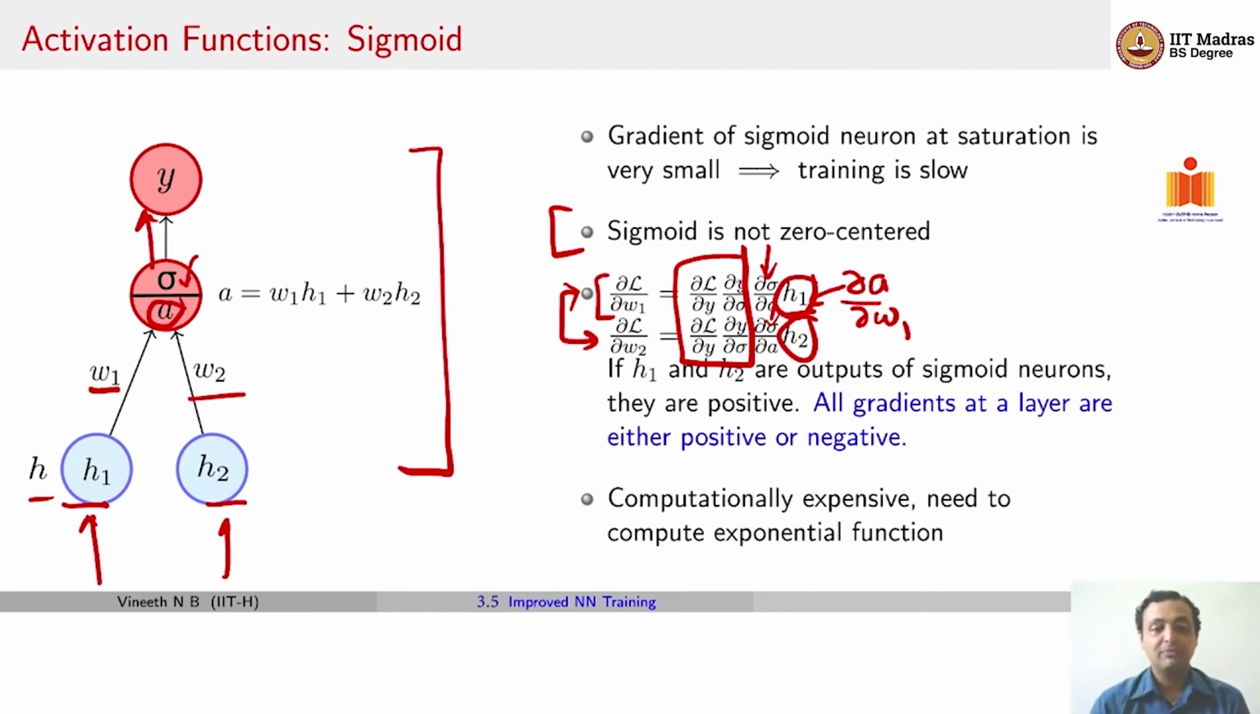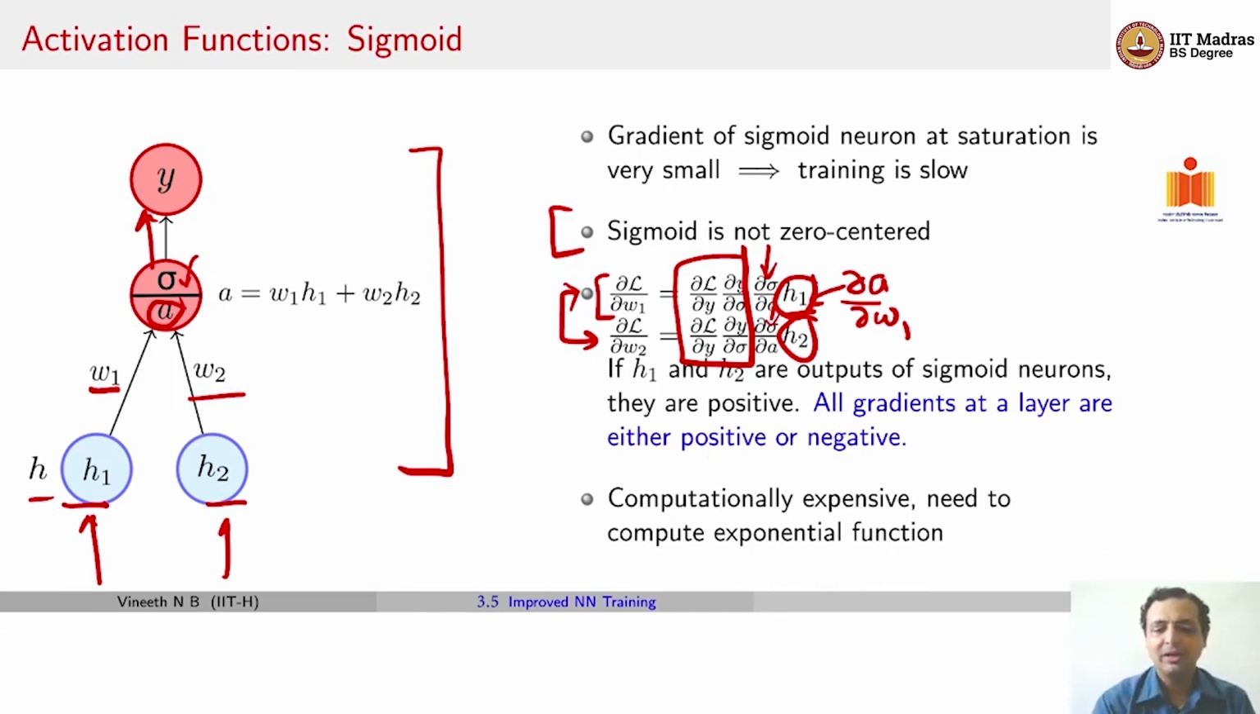Which means if that gradient turned out to be negative, both W1 and W2 will have negative gradients. If that turned out to be positive, both W1 and W2 will end up having positive gradients. Rather, this may not just be for one specific neuron, it could hold for an entire layer where you use a sigmoid activation function, because all of those activations, because they are outputs of sigmoid, will be positive. This may slow down learning too.